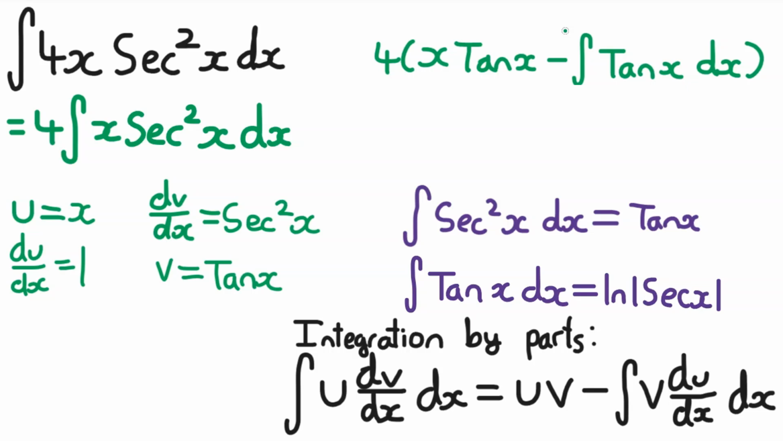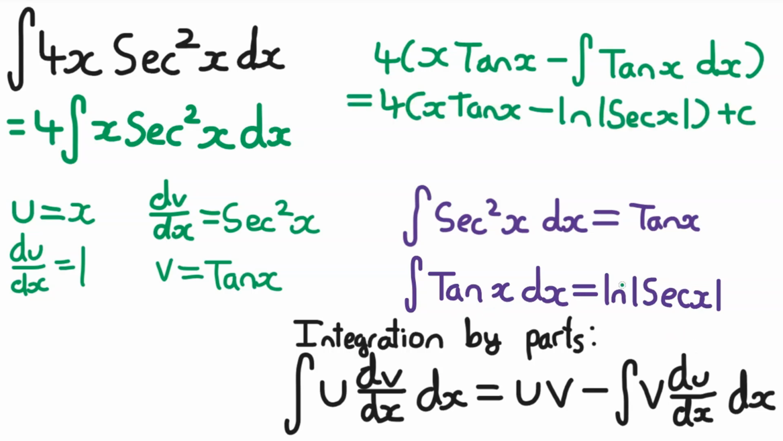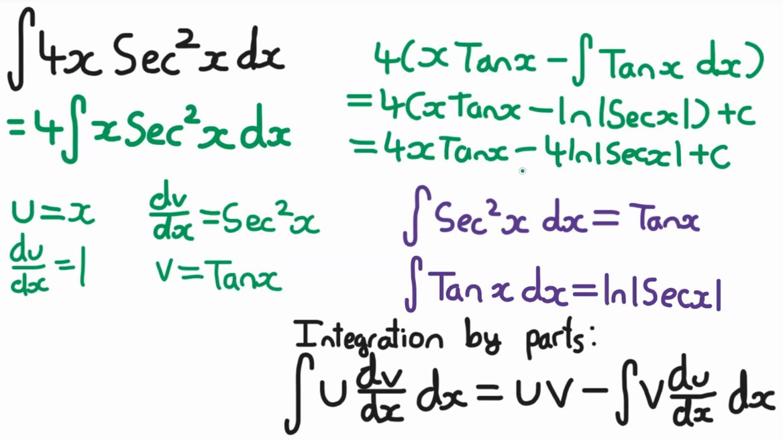The integral of tan x is equal to the natural log of the modulus of sec x like this here. So therefore we can write this like this here. This is given to you in the formula booklet, and therefore if you want to, you can expand through this 4 like this. So it's equal to 4x tan of x minus 4 times the natural log of the modulus of sec x, and then remember this plus c on the end.